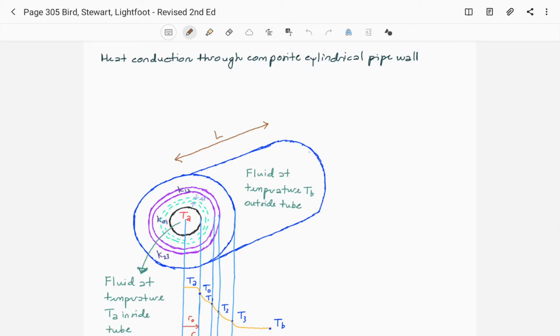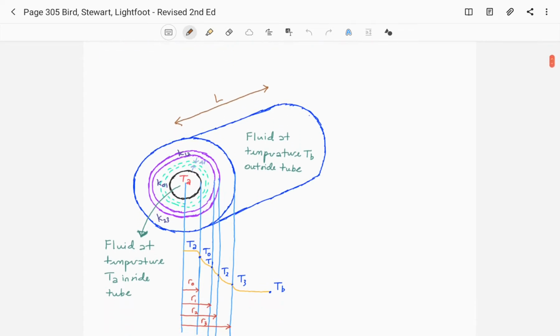In this example, we will build upon our knowledge that we learned in the previous example on the heat conduction through composite walls. Except in this example, we have a difference in terms of the curvature. So in here, we have heat conduction through composite cylindrical pipe walls. So imagine that we have three different pipe walls in here.